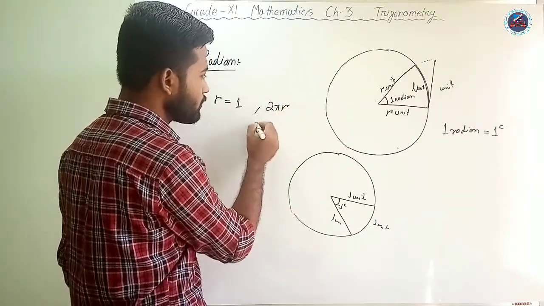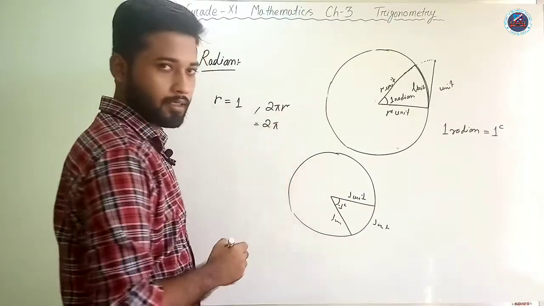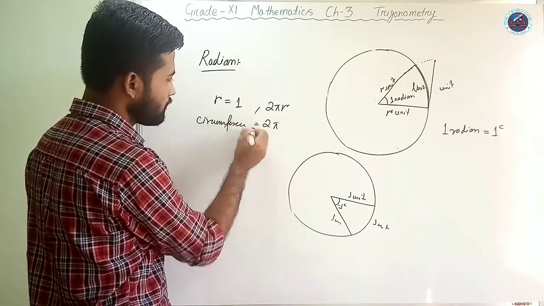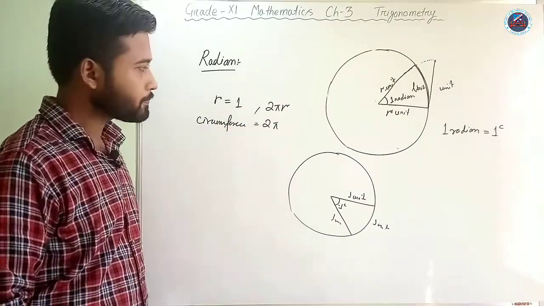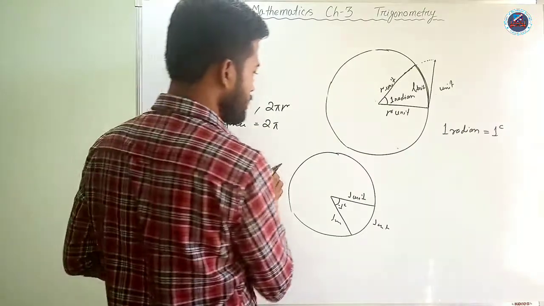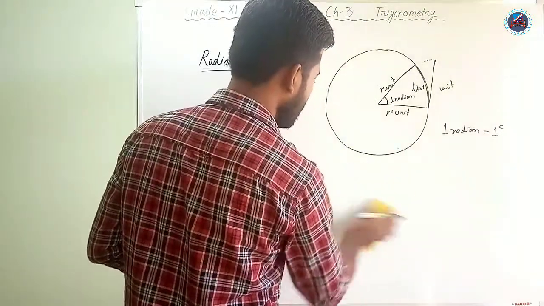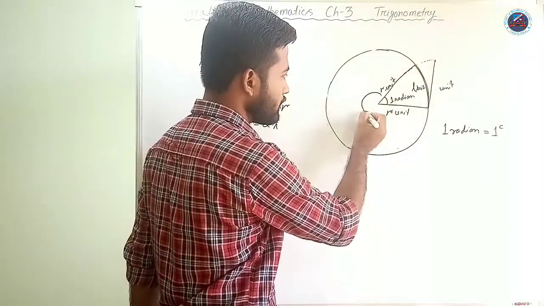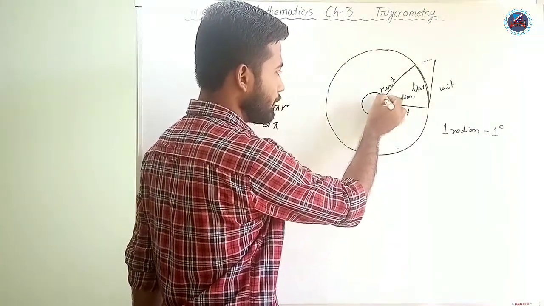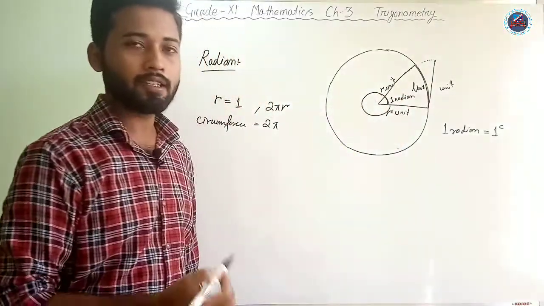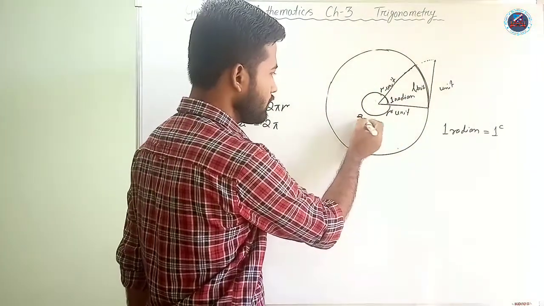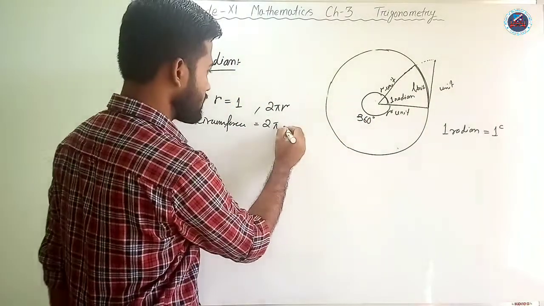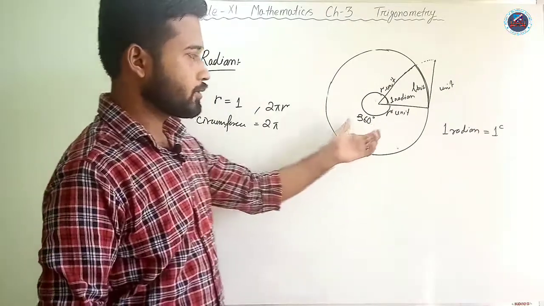Now since r is equal to 1, we are left with 2 pi, that is the total circumference of the unit circle. Now since this is 2 pi, we know that a complete revolution made by the terminal side with respect to the initial side is equal to 360 degree, or you can write circumference equal to 2 pi. Now this is equal to 360 degree.